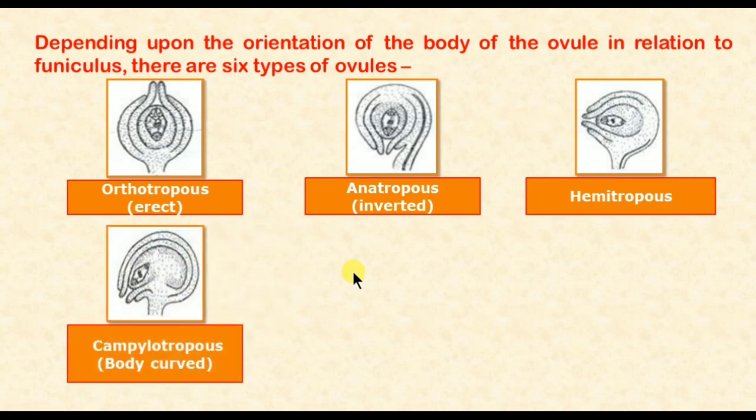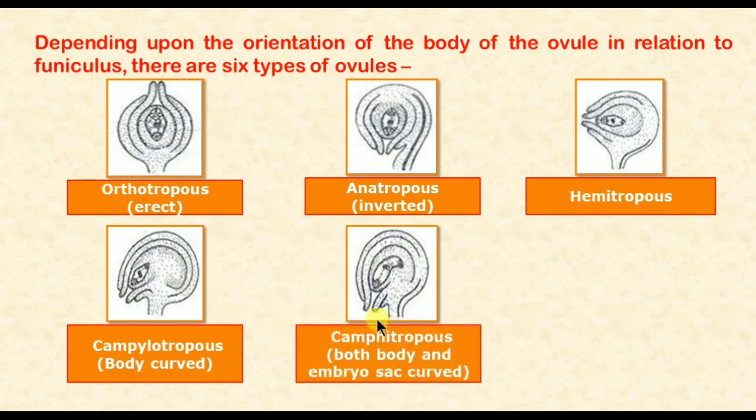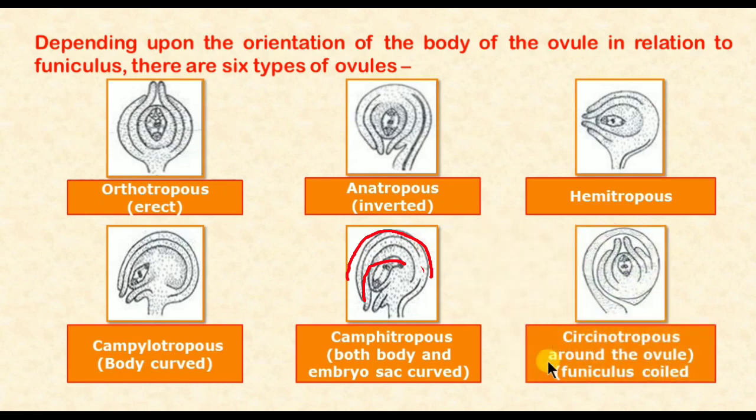Next, campylotropous. Here you can see that only the body of the ovule is curved. The embryo sac is not curved. Next, amphitropous: both the body and the embryo sac are curved. You can see here that the body is curved and the embryo sac is also curved. The next type of ovule is the circinotropous. Here the funicle is coiled and circles around the ovule.